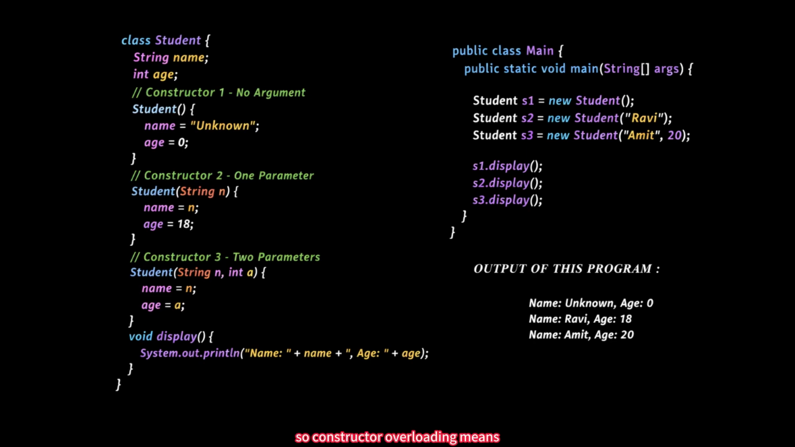So, constructor overloading means same constructor name, different parameter list, no return type. And Java chooses the constructor automatically based on the arguments passed. That is all about this video.